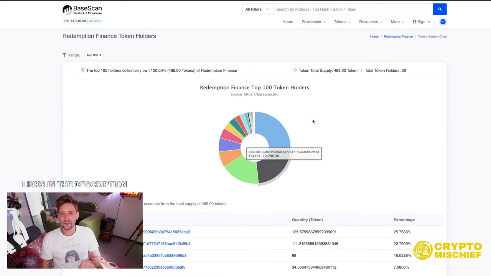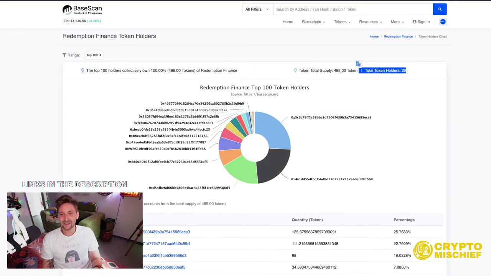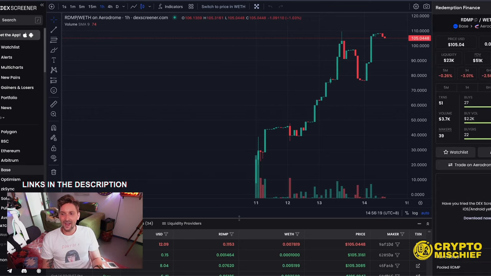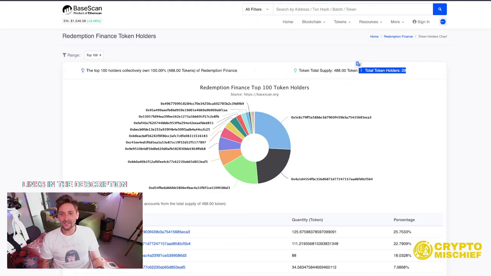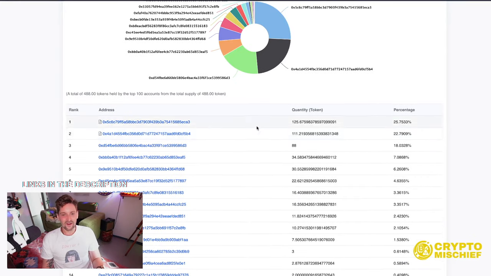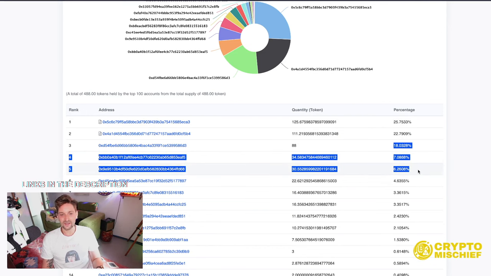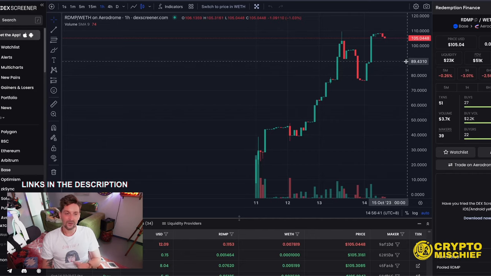What's going on? There are only 29 people holding this token, right? Oof, the market cap of this token is 51,000. So that means there's someone holding a lot of this token that's going to dump on your face. Yeah, 25% by contract, 22% by this, and then this guy's got 88 tokens, 18% of the supply is his, 7% is his, 6%. So these guys are very much speculating on this, they're going to sell the hype and then continue to farm with it probably.